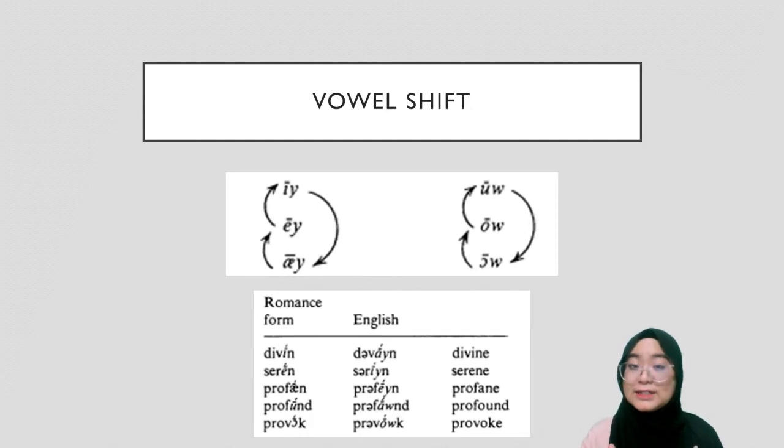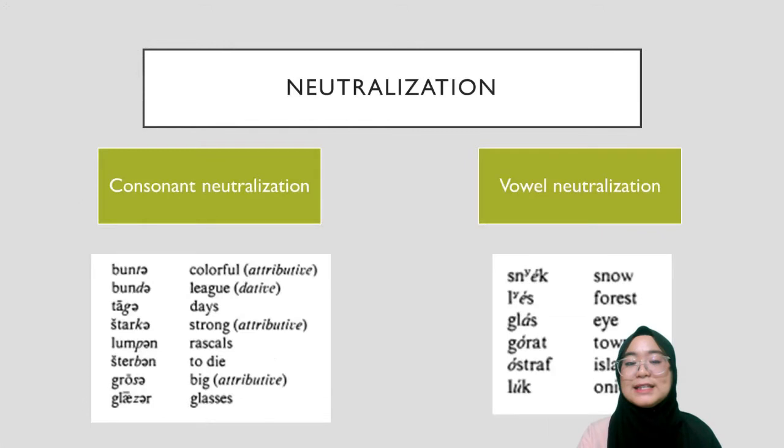And it's also related to the tense or long vowels that did not undergo vowel shift. Distinction in vowel length was lost in Vulgar Latin, and consequently some of the vowels merged. All right. Next is neutralization. It is differentiated into two: consonant neutralization and vowel neutralization.